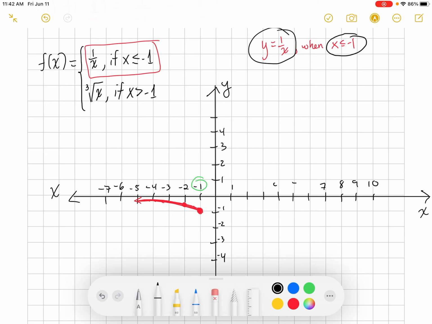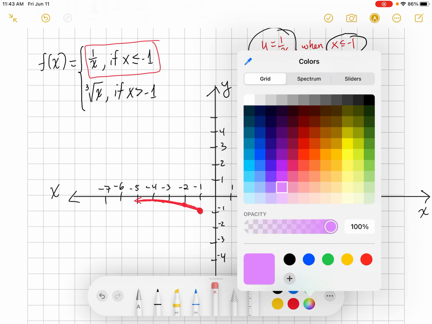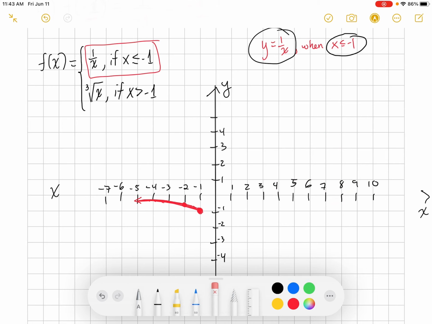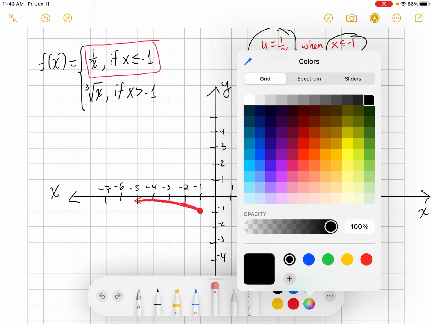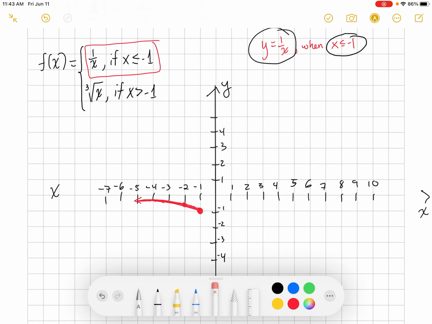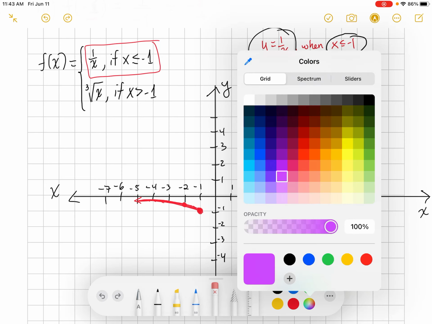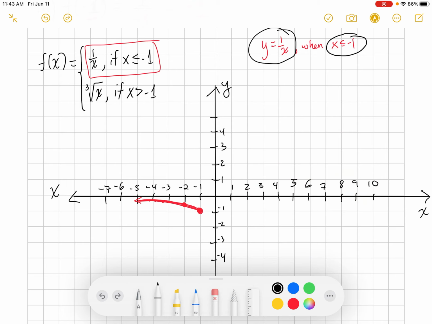And I'm going to go back and write in my numbers. 1, 2, 3, 4, 5, 6. All right, so we have the first piece, the red piece. That's the 1 over x function, the reciprocal function, and we're keeping the part to the left of negative 1. And you can also remember that there's this thing called an asymptote here. There's this horizontal asymptote that the red graph follows. It gets... it's not working.